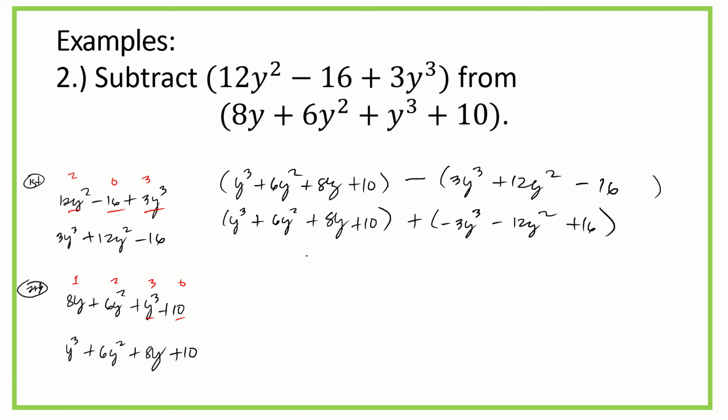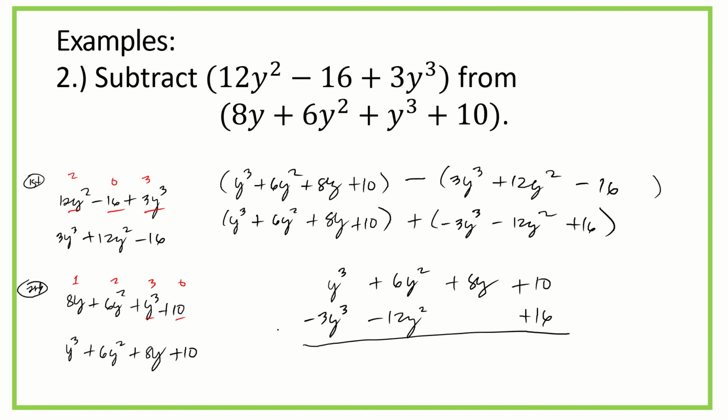Then use the vertical method. So y cubed plus 6y squared. Just copy the first one, this one. Then afterwards, align the like terms. So negative 3y cubed should be below here. Minus 12y squared should be below here, because they have the same literal coefficient y squared. And then 16 should be below here with 10. Then we just add.